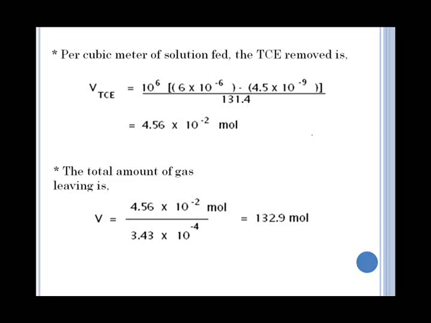From the relationship YA equals VTCE over V, where V is the total amount of gas leaving, we can solve for V. Since we already know VTCE, we just divide it by YA, which we have also solved earlier. 4.56 times 10 to the negative 2 divided by 3.43 times 10 to the negative 4 equals 132.9 moles. This is the total amount of gas leaving the system.